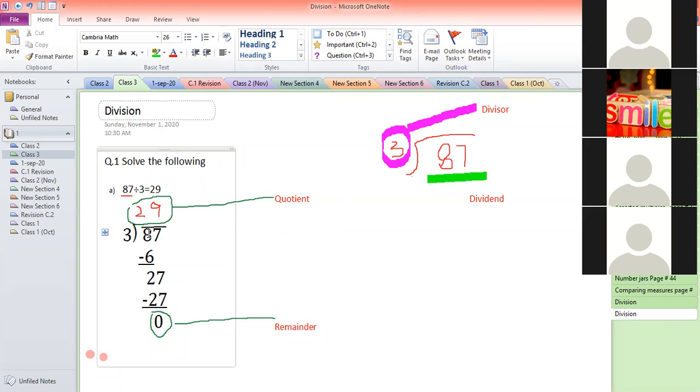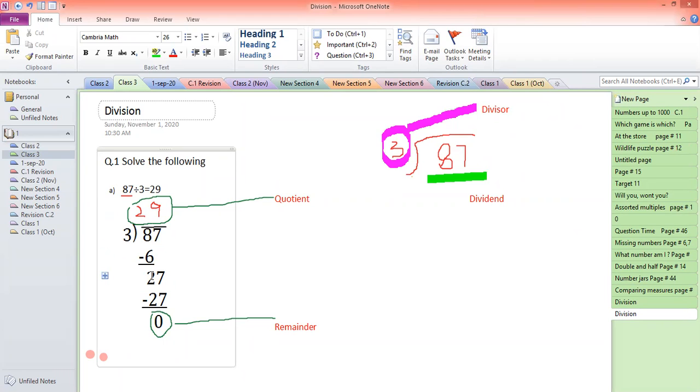3, 6. Multiply this 3 by this 2. 3 multiplied by 2 equals 6. And the next step is to minus this 6 from 8. You get 2. Then again repeat this same step. Is there any 3 in 2? No, because 2 is less than 3. Then drop this 7 down, guys, here. Now it becomes 27.